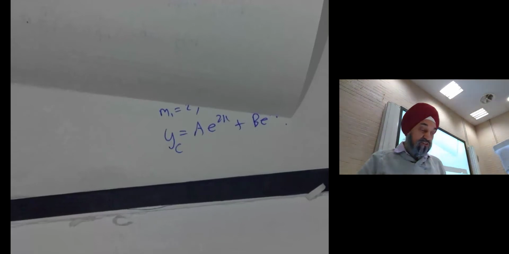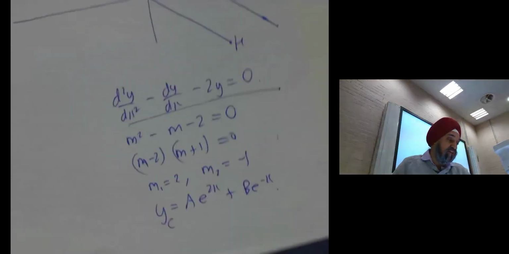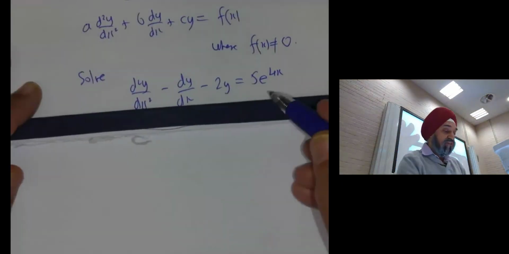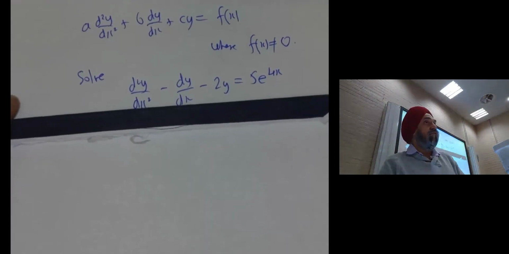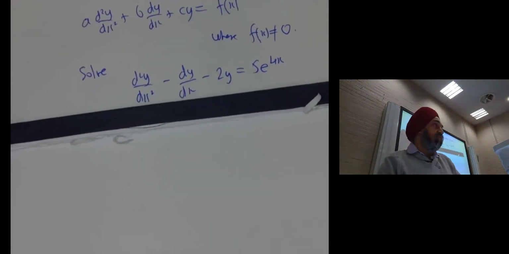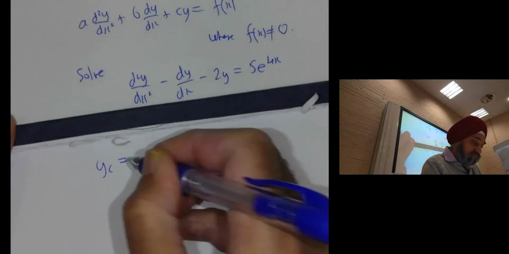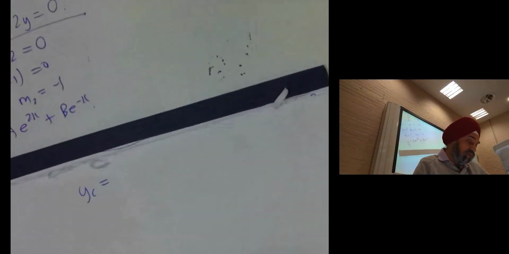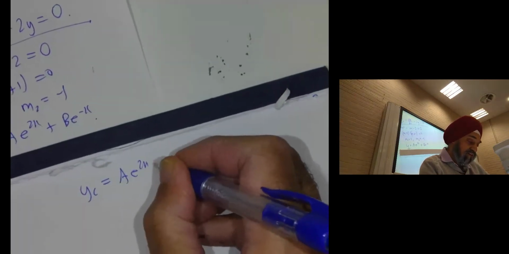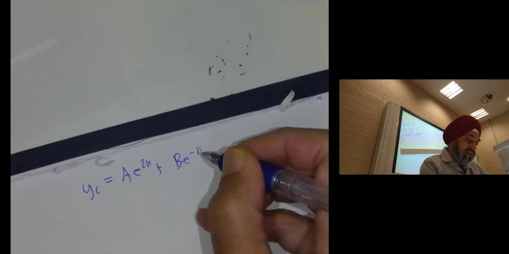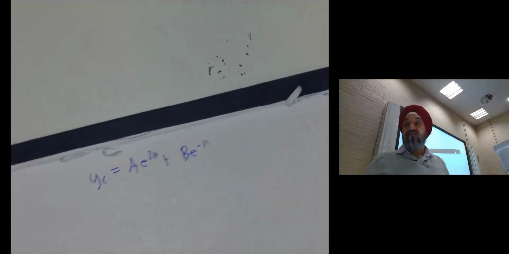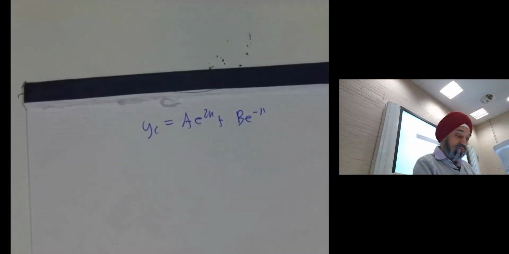That's not going to be the solution. If you put this in, you get 0, but we haven't got 0, we've got 5. So you need to add something else onto this solution. That's some of the solution, that YC is equal to Ae to the 2x plus Be to the minus x. But there must be some other bit. There's got to be. We just add that bit on.